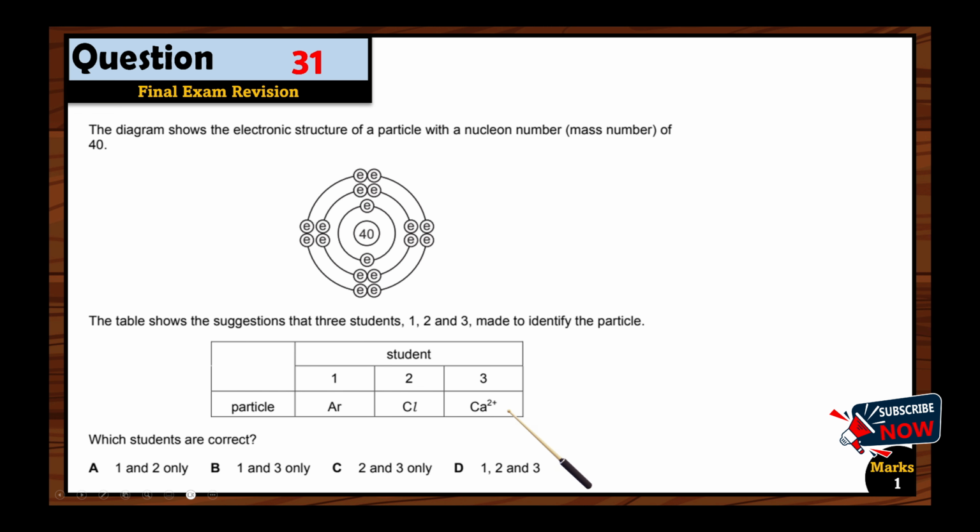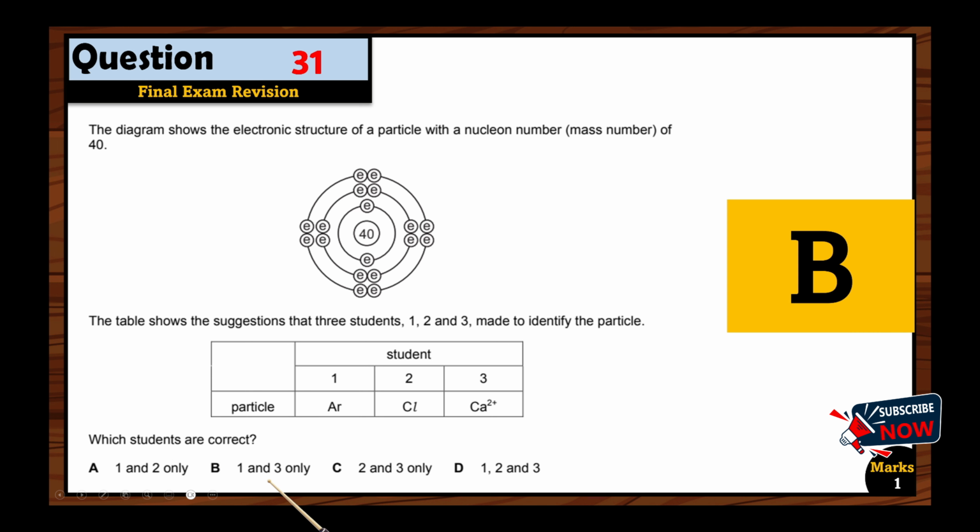So argon and calcium is right. Why not chlorine? Because chlorine has 17 electrons, and if you see here, we have 18 electrons here. So option 2 is wrong. 1 and 3 are right. So where is 1 and 3? Option B. Option B is correct.